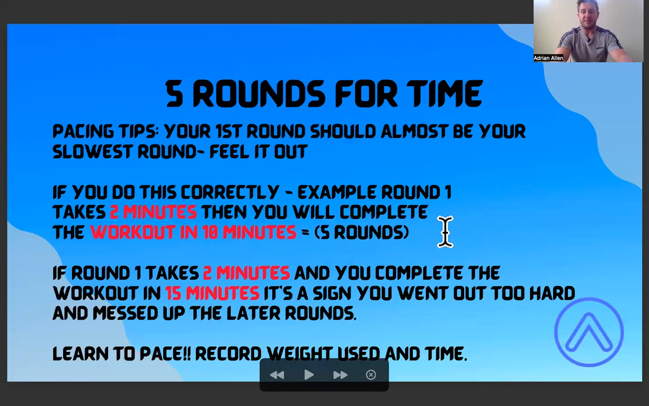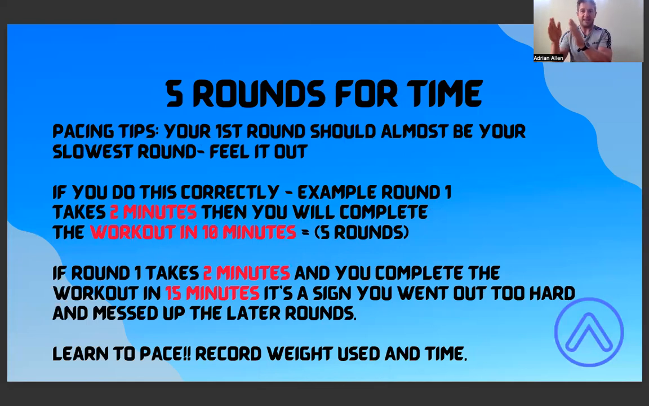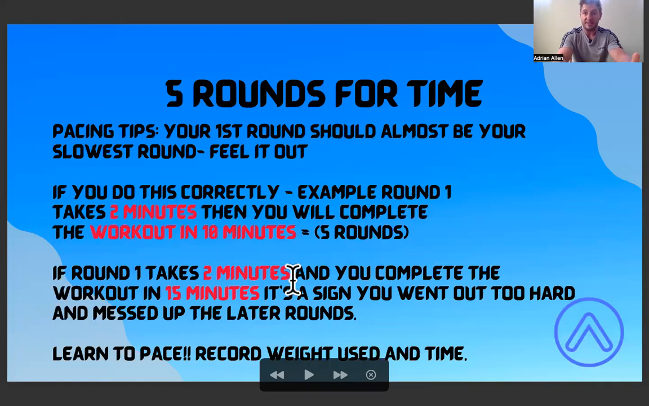Now, a couple of tips for you when you're doing any rounds for time. Let's talk about 5 rounds for time. Your first round should almost be your slowest round. You need to feel it out, and understand, okay, that was okay, I can continue at the same pace. So if your first round takes 2 minutes, then you're going to take 2 minutes for your next rounds, and then on your 5th round, if you have energy in the tank, that's when you really put the foot down and finish strong. If you do this correctly, with round 1 taking 2 minutes, you should complete this workout in 10 minutes.